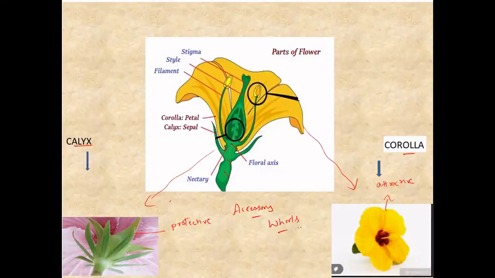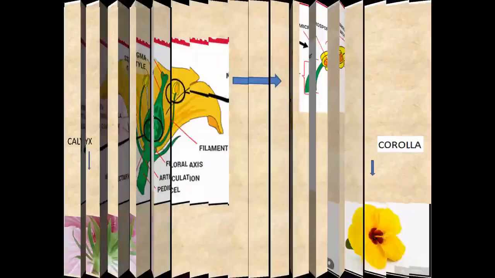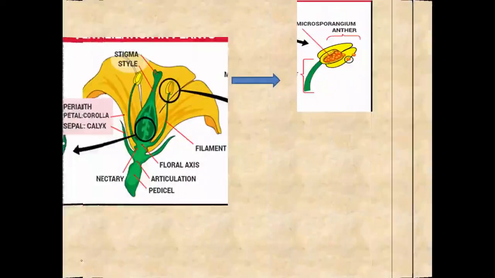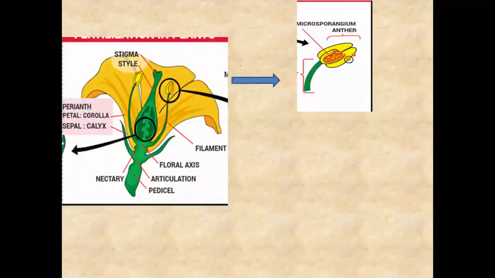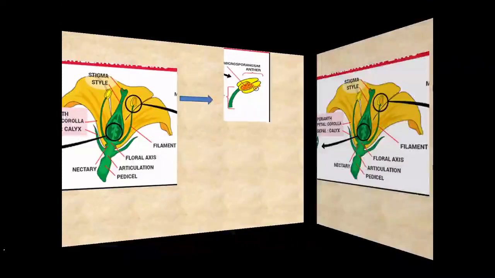Next, we are going to talk about the essential parts. So now we are going to talk about the essential part in a flower. When we talk about essential, definitely it has to be the reproductive part, which is the major reproductive part of a plant. In that, first let us see the anther. The anther is the male reproductive part of a plant.